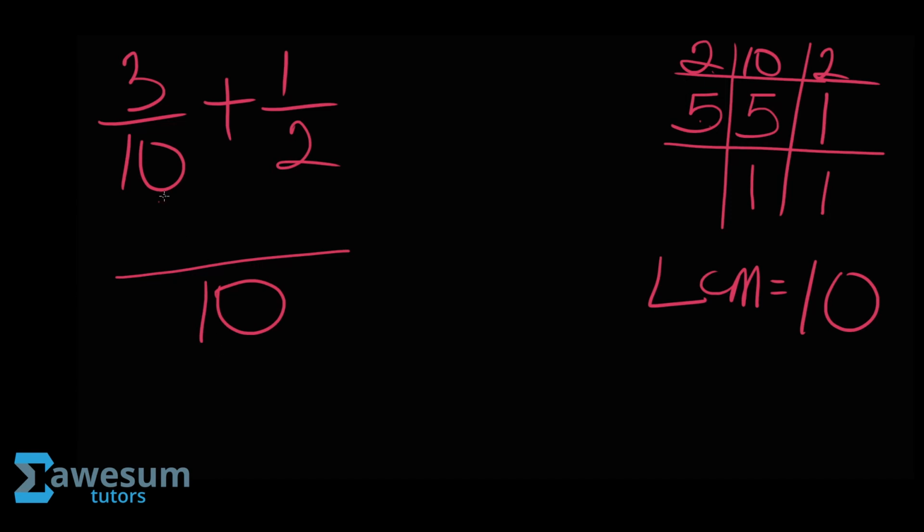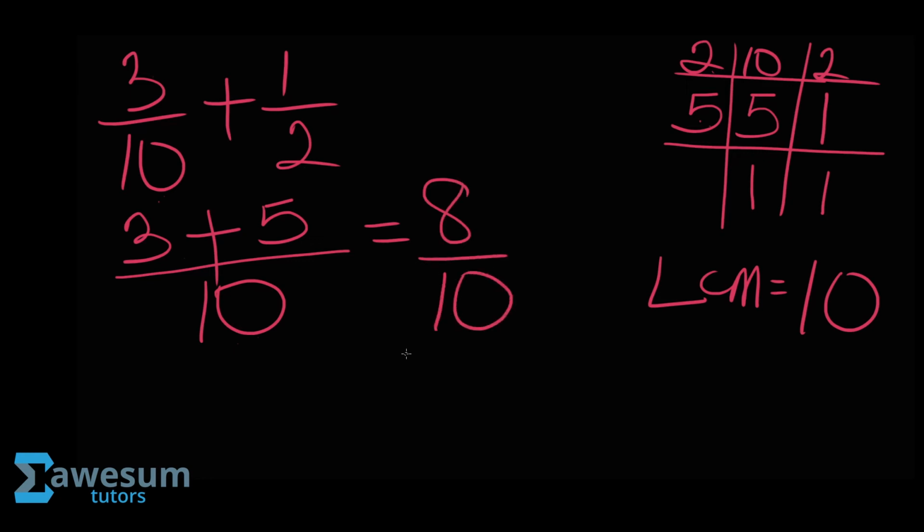How many times will 10 go in 10? That is 1. 1 times 3, 3. Plus 2 in 10, 5. 5 times 1, 5. So in that case, my final answer is going to be 3 plus 5, 8 over 10.